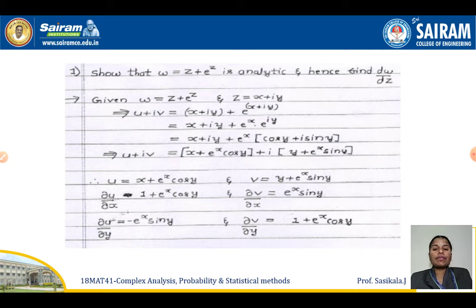Show that w is equal to z plus e power z is analytic, and hence find dw by dz. So what is the question asking? We are going to show that the function is analytic, and we also have to find the differentiation, that is dw by dz. The first step: it is to be replaced by either Cartesian or polar form.